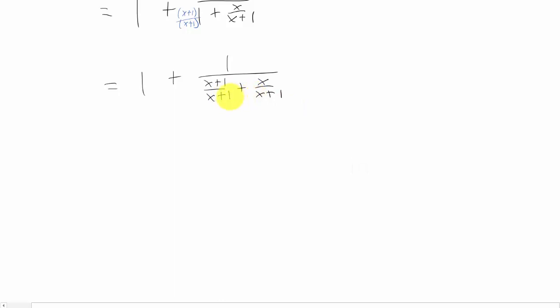We can combine these two fractions right here because there's a common denominator now. If we do that, we add the numerators, x plus 1 plus x. The two x's add up to 2x, and we're left with the plus 1 here. The denominator stays x plus 1.